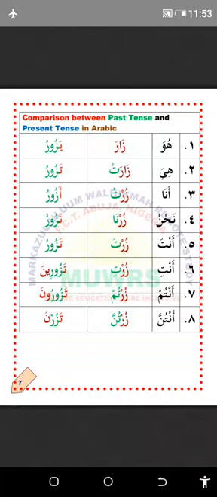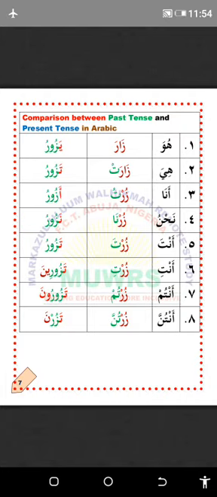Number 3. Ana, I. Zurtu, I have visited or I visited. Azuru, I am visiting or I visit. Number 4. Nahnu, we. Zurna, we have visited or we visited. Nazuru, we are visiting or we visit. Number 5. Anta, you, representing a single male person. Zurta, you have visited or you visited. Tazuru, you are visiting or you visit.